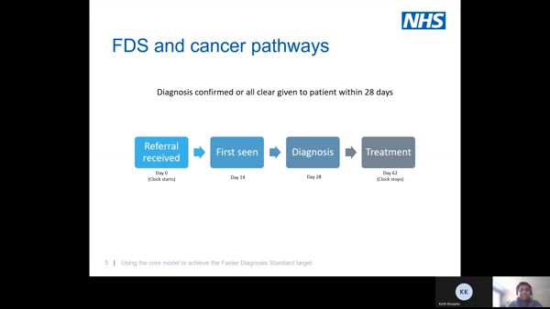So day zero, where the clock starts, is where the referral is received. The 2-week wait standard is when the patient is first seen. We're aspiring to get a diagnosis, so either confirming or ruling out cancer, by day 28. And the first definitive treatment for a curative intent, so that would be your 62-day wait. So that's at the right-hand side over here.